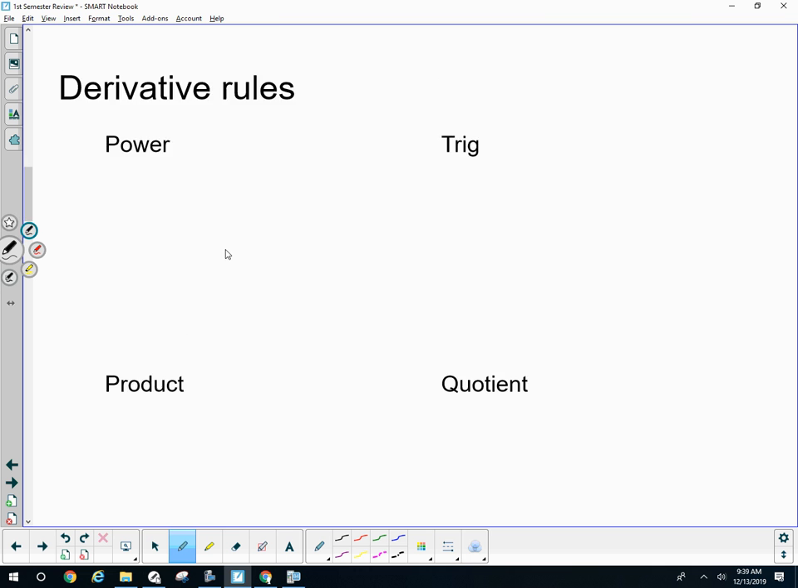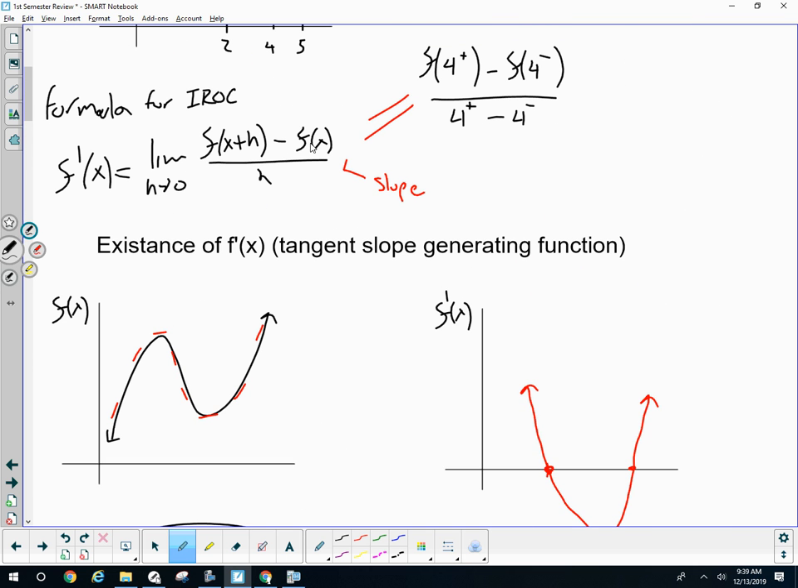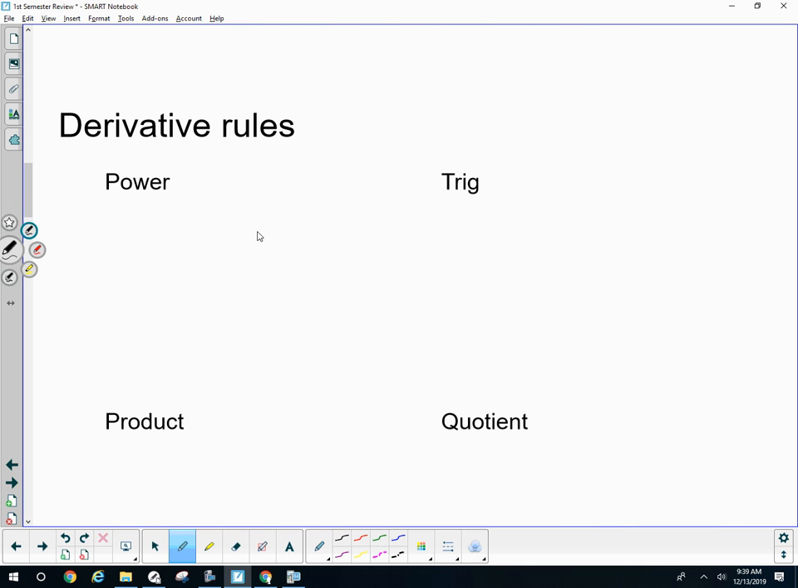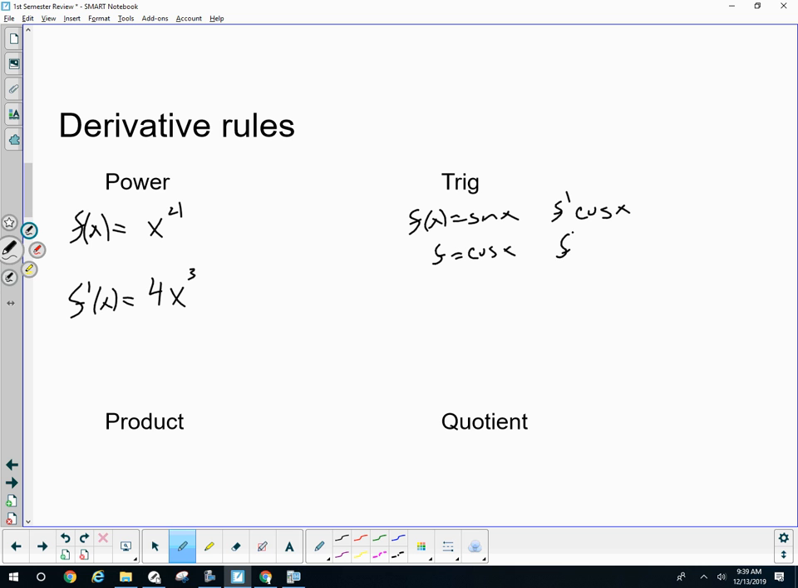Okay? But what we then did is we used this formula, instead of using it for individual functions, we used it to create rules. And the rules were simple, like the power rule. If I have x to the 4th, I realize that the tangent slope generator is 1 degree less, but times a multiple. It ends up being 4 times x cubed. We learned about trig rules, where the tangent slope generator for sine is cosine. For cosine, the tangent slope generator was negative sine.